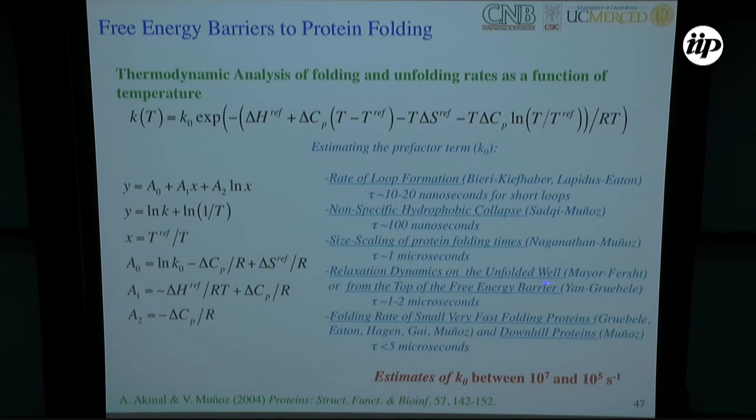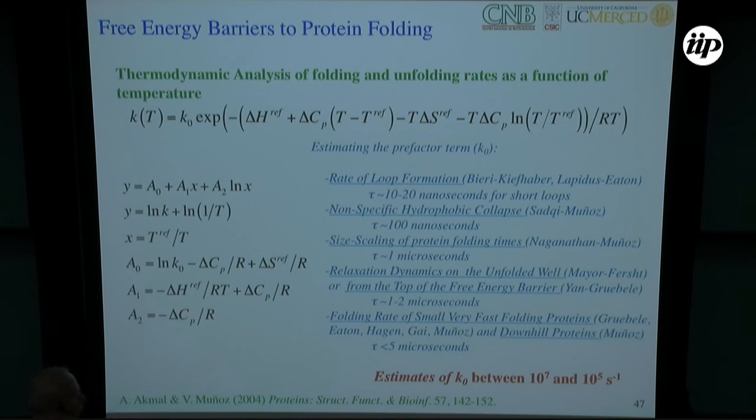Okay? You can also look at the relaxation dynamics on the unfolded well. And of course, this is going to be an upper estimate, but if you can measure the dynamics of the protein when it's unfolded, you know for sure that the protein cannot fold faster than that. It should actually be slower. So from these experiments, or looking also from the top of the barrier, I'm going to talk a little bit more about this, which is Martin Gruebele's work. He published a paper in Nature in 2003. In this case, what you're looking at is the relaxation from the top of the barrier down. Okay? And in those cases, you get numbers on the order of 1 to 2 microseconds as well.